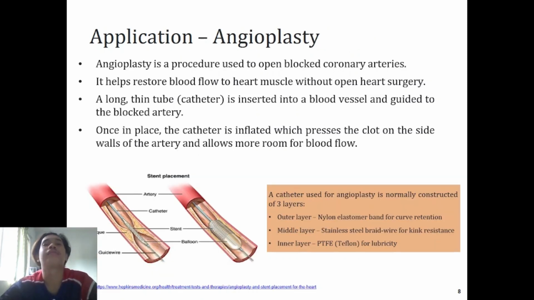Next application is angioplasty. Angioplasty is basically a procedure to open blocked coronary arteries. These implants will help a patient with low blood flow by inserting a long thin tube inside the blood vessel and guiding it to the plug, and then the catheter is inflated, which presses the clots on the side wall of the arteries and allows more room for blood flow.